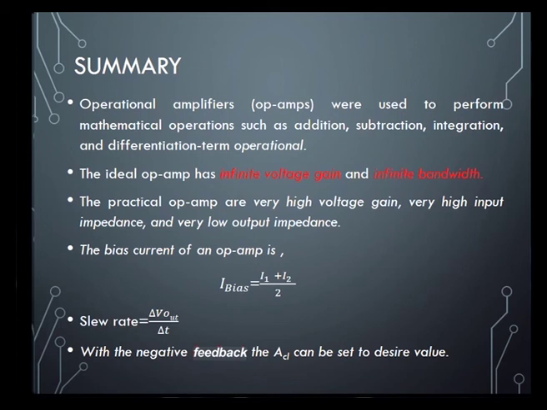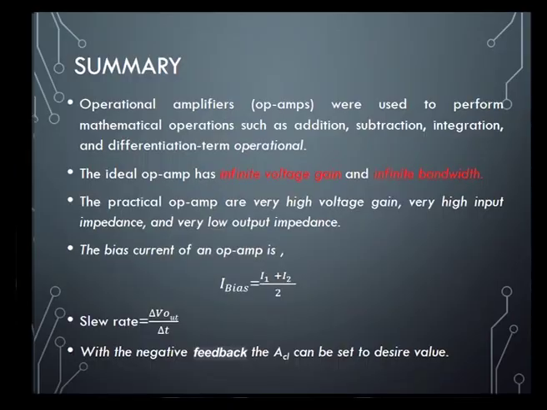And also slew rate, which is the rate of change of the output when a step input is given. The slew rate can be calculated with the help of delta V out and delta T. We also discussed how negative feedback affects the performance of the op amp. Negative feedback helps us get a desired gain, and also set the input and output impedance to desired values.